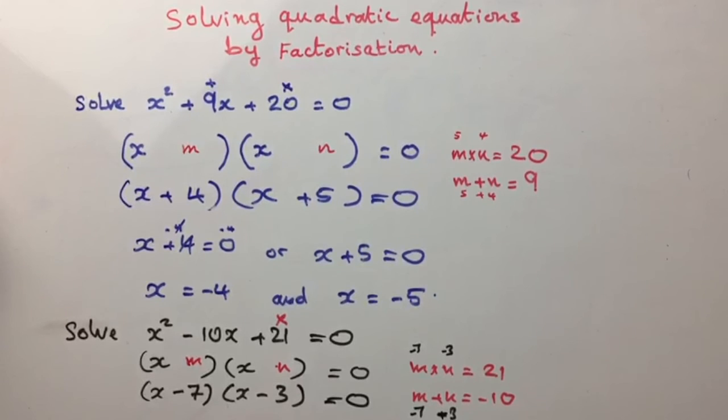All right, and then in the same way, you just put each bracket equal to 0 and isolate x, so x equals 7 or x equals 3. Okay, good.